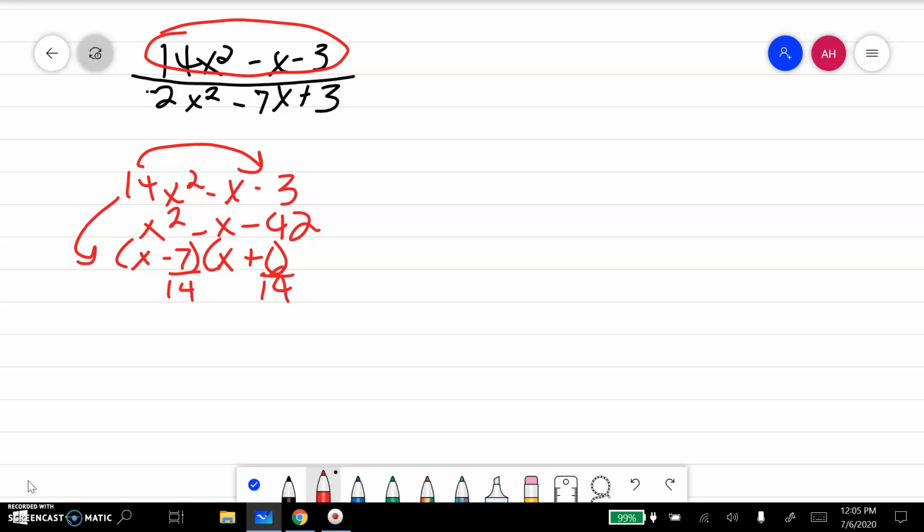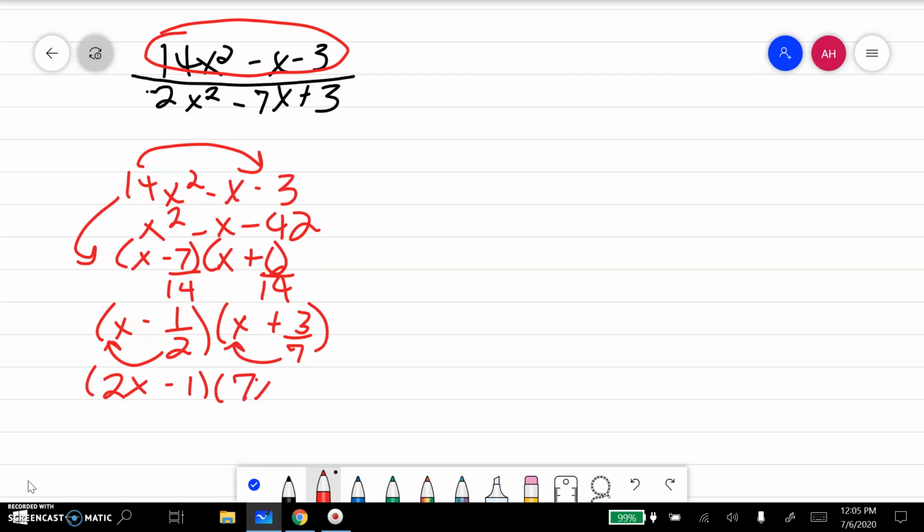Then we're going to reduce those. So 7 over 14 reduces to 1 over 2. 6 over 14 reduces to 3 over 7. Don't forget to bring the numbers back up in front. So we've got 2x minus 1 and 7x plus 3. So I'm going to go stick that back in. So we've got 2x minus 1, 7x plus 3.